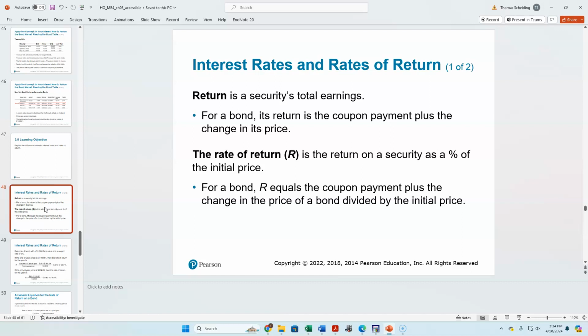The rate of return, again, if you're selling it before maturity, is going to be expressed as a percentage. It's going to be the amount of the coupon payment, which is essentially our interest payment, plus the change in the price of the bond, divided by the price that you actually paid for it when you did that initial purchase.